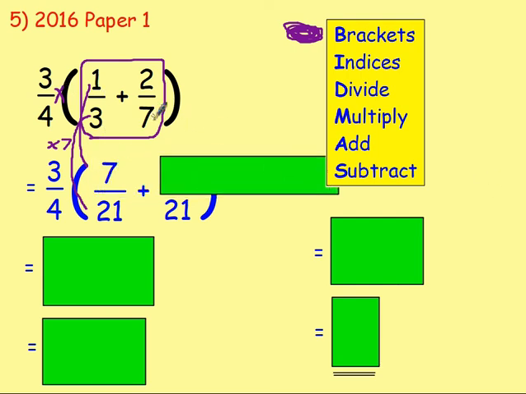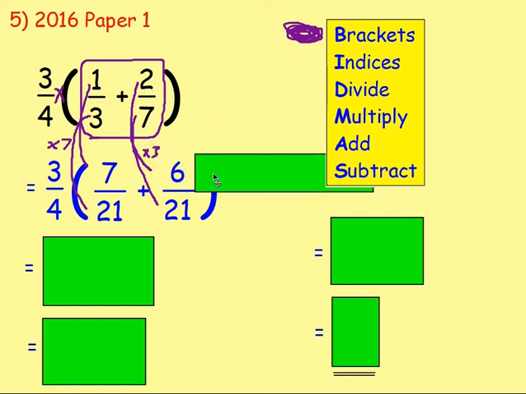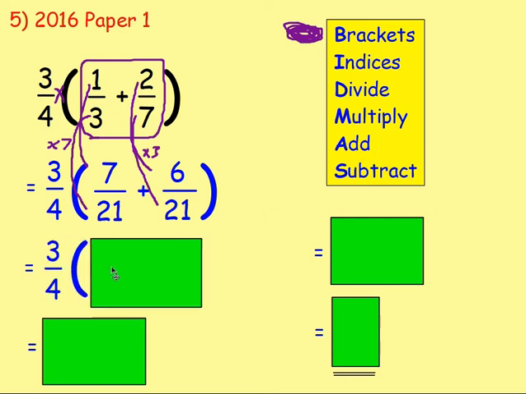And with the 7 to 21, what do you multiply 7 by to get down to 21? Good, you multiply that by 3, which means then you also multiply the 2 by the 3 as well for our equivalent fraction. So 2 times 3 is 6, meaning that will be 6 over 21. So we've now got the 3/4 bracket, and we've got the 7 over 21 plus the 6 over 21.